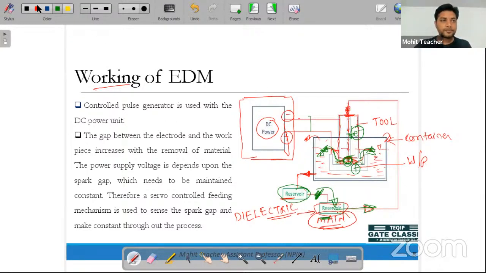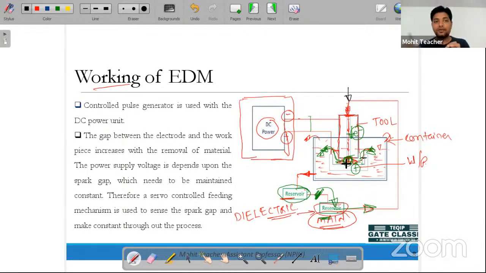Now there is one more thing. Initially there is a gap between the tool and the workpiece, and a spark is generated, so the material is removed and the gap increases. Now, if the gap has increased, suppose the spark could be generated initially even at a large distance, but that did not happen there. So a minimum gap is required. So what we have to do is continuously move this tool towards the downside. Why? Because a constant gap is required.